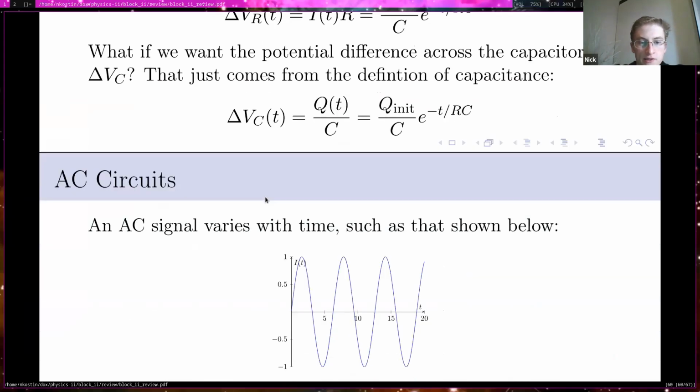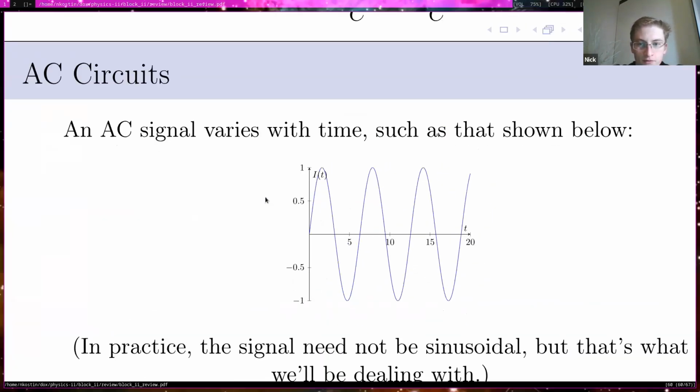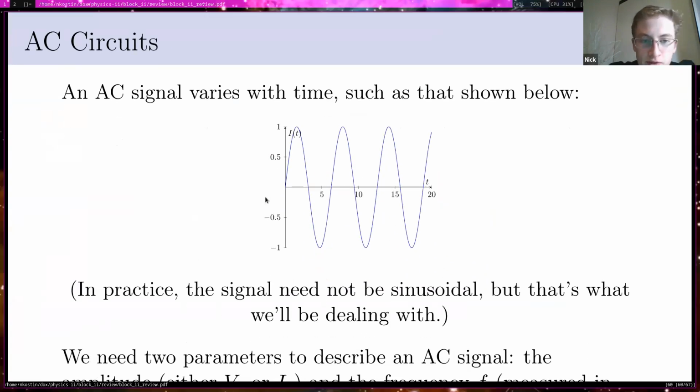An AC signal is a signal that varies with time, as shown below. It doesn't have to be a sinusoidal function, but that's what we deal with in Phys 2, and that's the most common application in the real world. Like when you stick your phone charger into your wall outlet, the signal coming out of there is an AC signal with 120 hertz and whatever amplitude, I don't know.